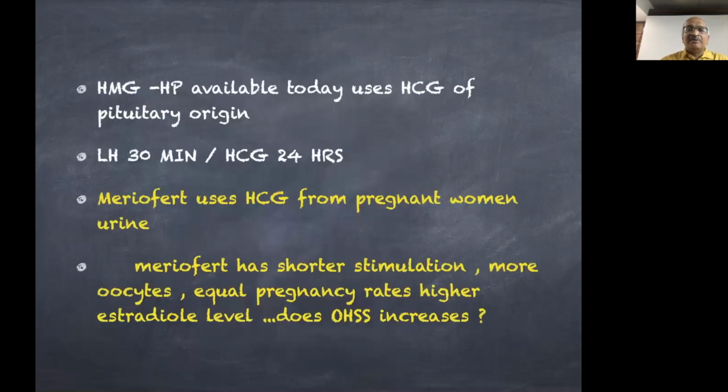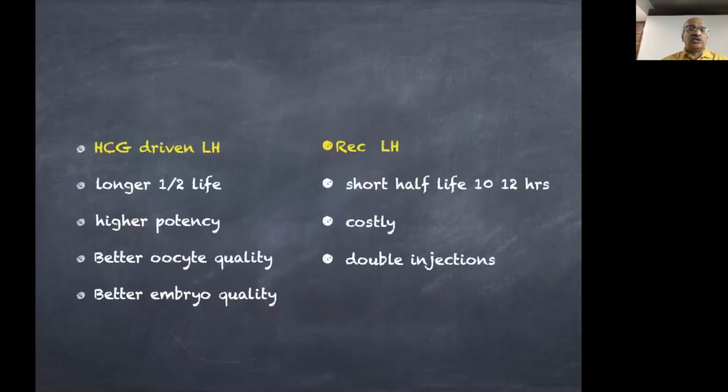So HMG-HP available today uses HCG of pituitary origin, and LH has a short half-life, while the HCG has a good half-life of 24 hours. And Mediofert is another preparation which uses HCG from the urine of pregnant women, which is not yet available to us. Mediofert has a shorter stimulation, more oocytes, equal pregnancy rates, and higher estradiol levels. So we really don't know if Mediofert will cause more OHSS in our population.